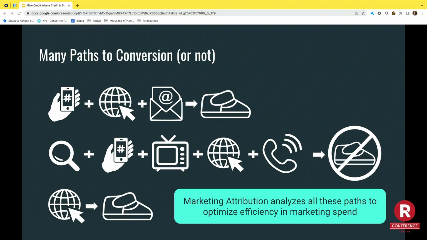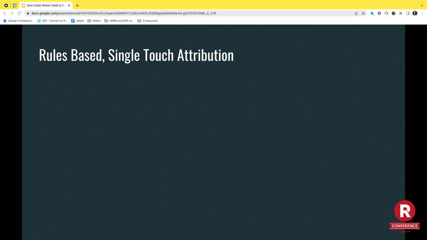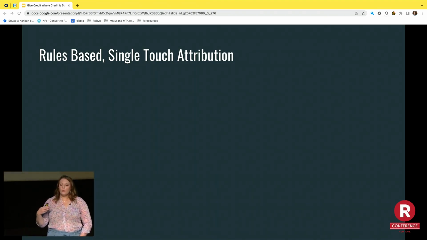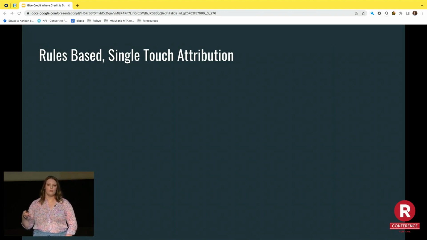We put all these touch points together in all the different combinations that they could possibly exist, and then we say, which of these is working well for us, and where should we put more of our marketing dollars? Or maybe more topically the last few years, we're having our marketing budget reduced. Where can we take money away and have the least impact on our overall sales and conversions? So let's talk about how we traditionally handle marketing attribution first, and then we'll talk about the better way to do it. So rules-based is where many marketing departments are still sitting, and single touch is also still a very common way to handle marketing attribution.